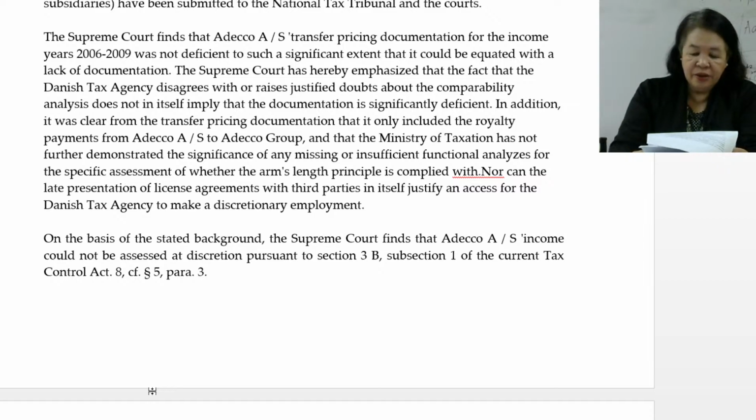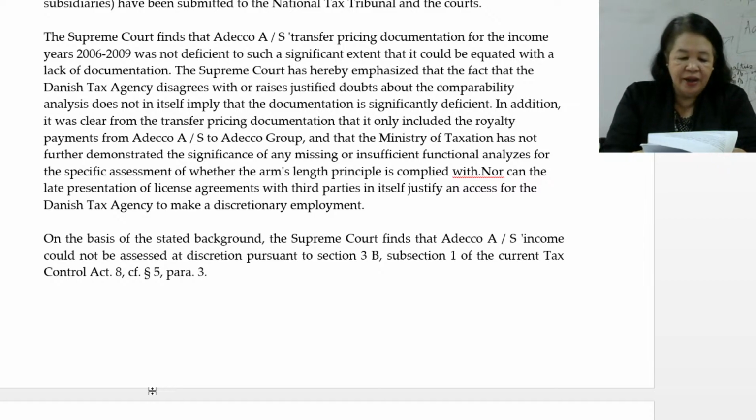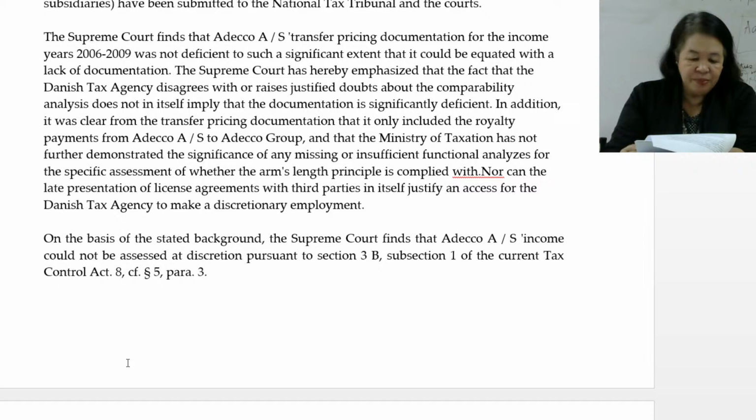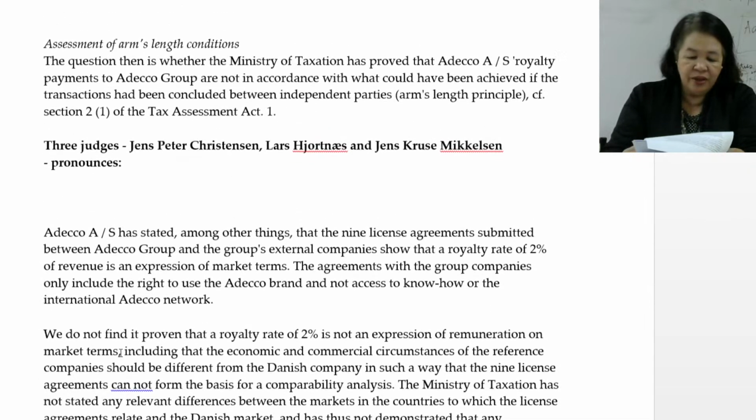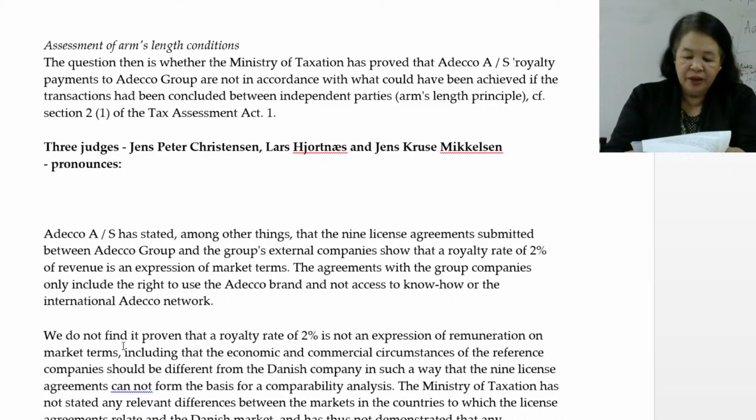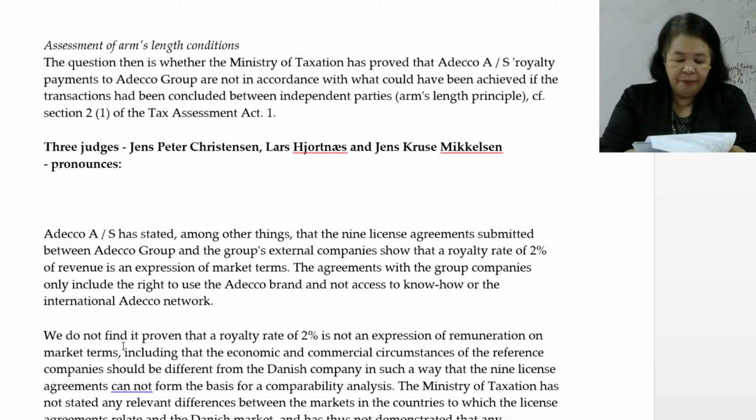Okay. So the Supreme Court finds that Adecco AS income could not be assessed at discretion pursuant to Section 3B. No? So, assessment of arm's length conditions. The question then is whether the Ministry of Taxation has proved that Adecco AS royalty payments to Adecco Group are not in accordance with what could have been achieved if the transaction had been concluded between independent parties.